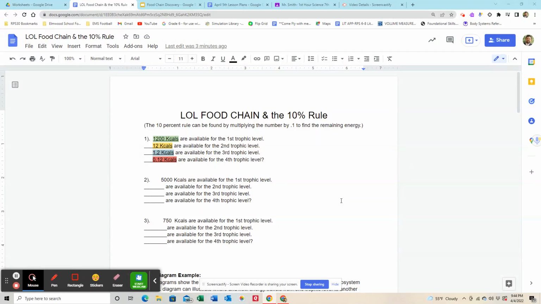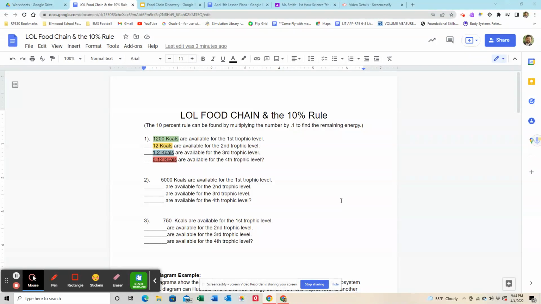Okay, class, this is our LOL food chain and the 10% rule. So we've talked about the 10% rule, meaning that if I have a certain amount of energy in an ecosystem, each organism that consumes another organism will only receive 10% of that available energy. And that is because organisms use energy to live.